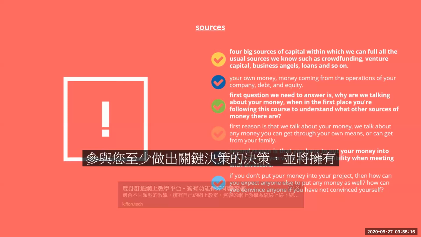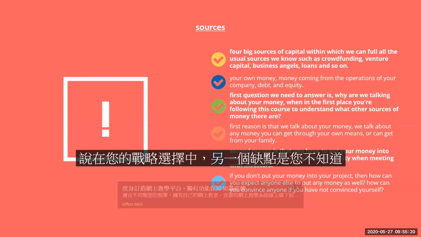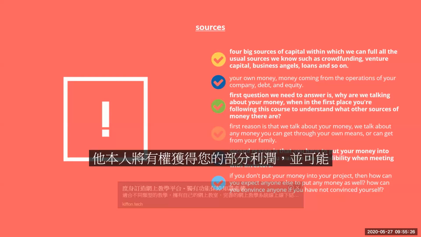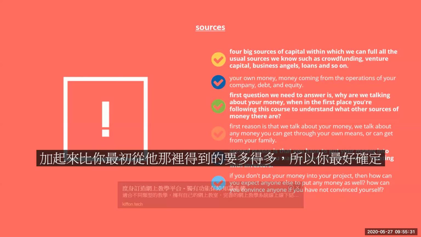The downside is that since the investor is looking to make a big return on his investment, he will be participating in the decisions you make, at least the key ones, and will have a say in your strategic choices. The other downside is that you don't know in advance how much money you will pay back for that investor money. The investor himself will be entitled to a portion of your profits, and down the road, it could add up to much more than you originally received from him.